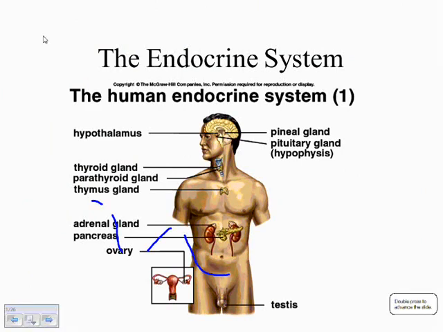All right, we have an endocrine system test, probably the week after spring break. One thing that will be on there is a diagram. You've got to be able to label where these organs are at. All these are endocrine glands.